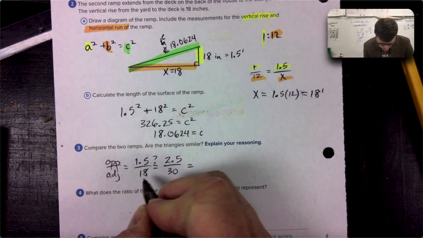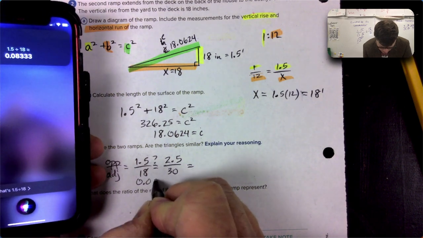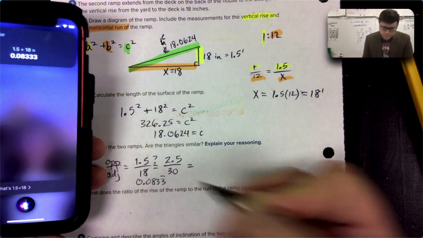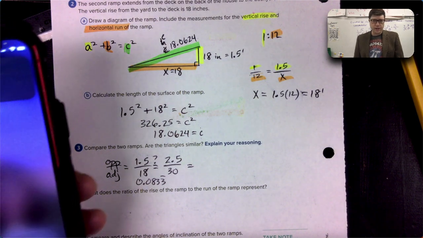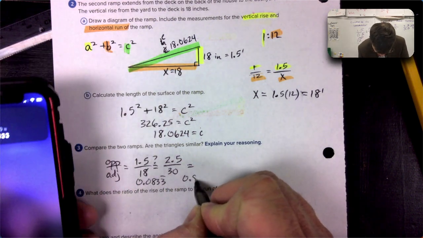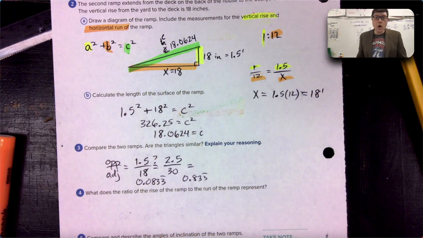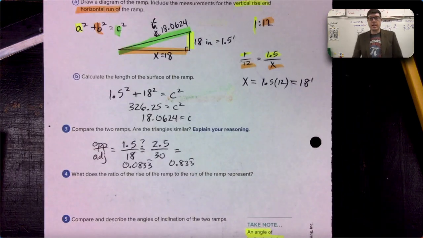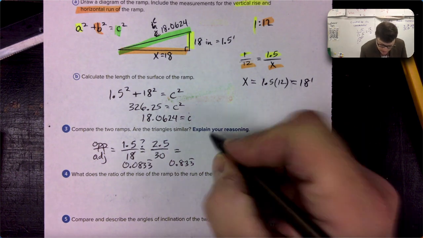1.5 divided by 18 is approximately 0.08333. Okay. Hey Siri, what's 2.5 divided by 30? It's approximately 0.08333. Okay, since they are the same decimal, yes, the triangles are similar.